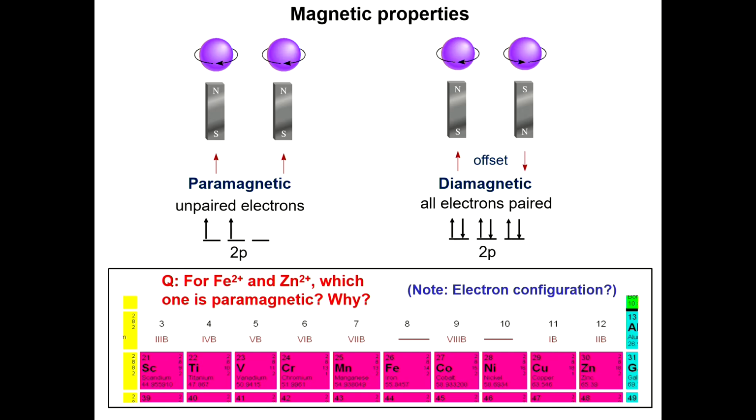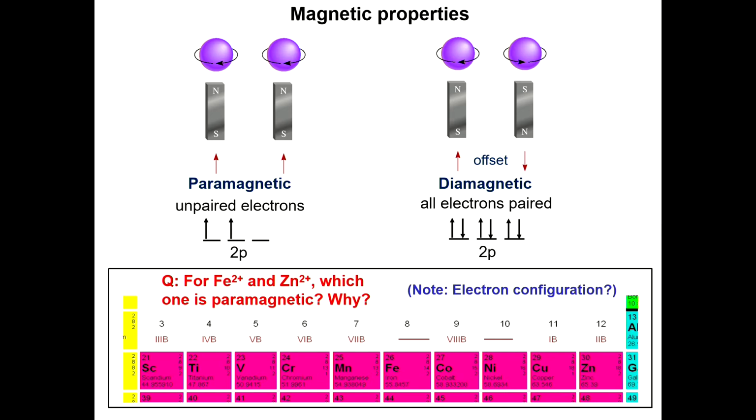Okay. And for this, because they have unpaired electrons, they will show paramagnetic properties. Okay. So basically, some metal ions, cations, have magnetic properties, but some don't. Now, for example, a question: for iron 2+ and zinc 2+, which one is paramagnetic and why?